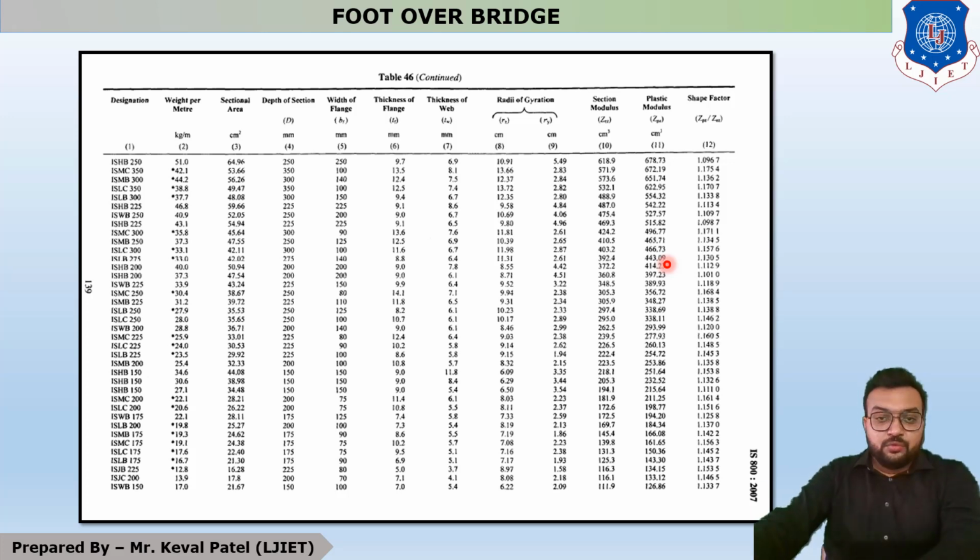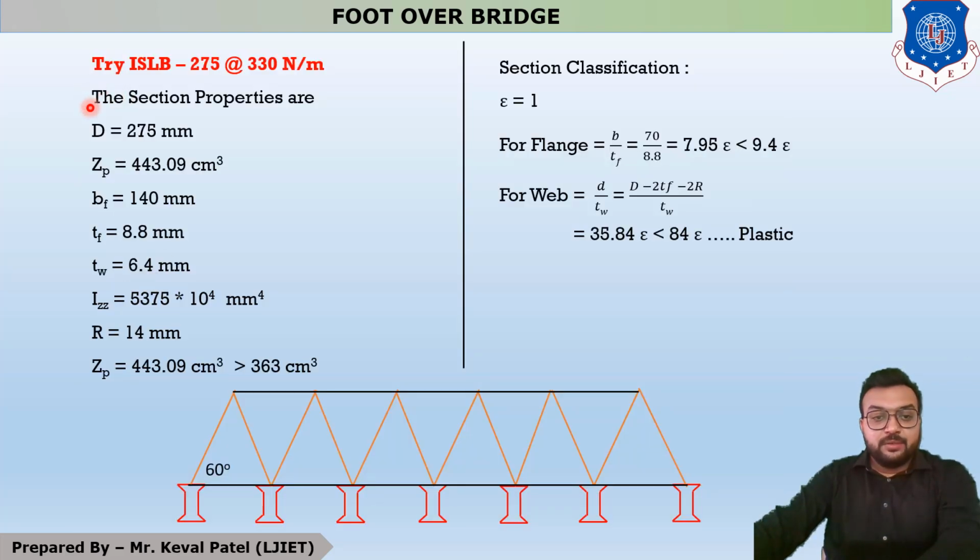So first of all, we have to check the section classification, and for that, some data is provided from this line. For the section properties, you can see capital D. Now what is capital D? Capital D is the depth of section, and the depth of section is 275 mm, which is our ISLB section. Next is Zp, which is provided as 443.09 cm cube.